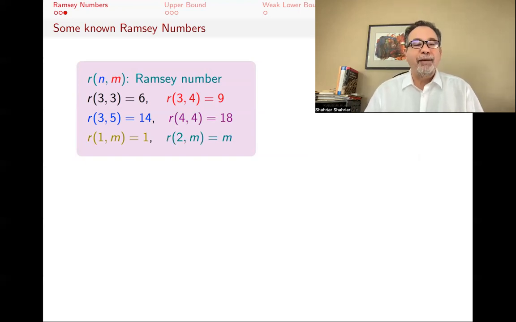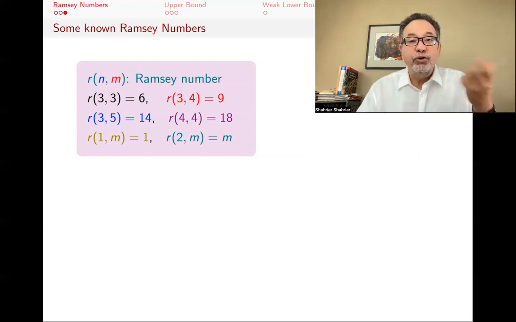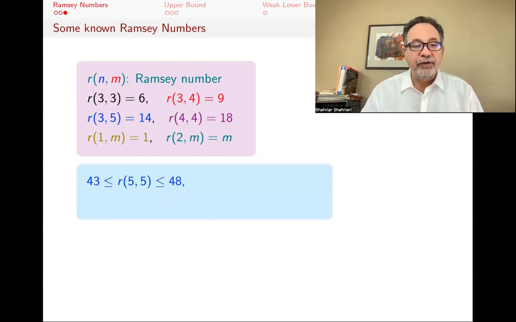And R2M is M. If you have M vertices and color all the edges with 2 colors, if you use blue, then you will have a blue K2. If you don't, you will have a red KM. So those are obvious ones, but many other ones are not known.